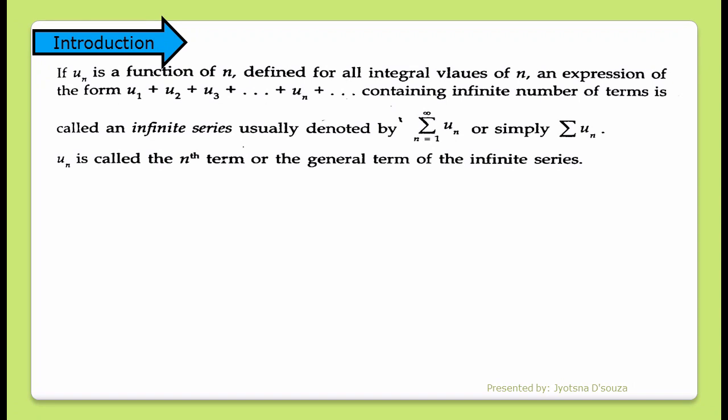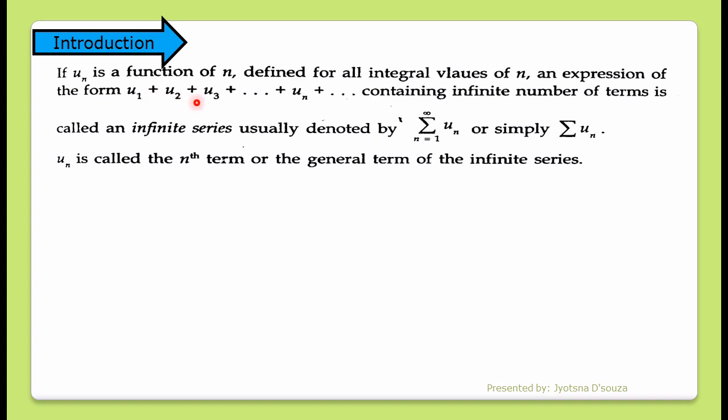If un is a function of n defined for all integral values of n, an expression of the form u1 plus u2 plus u3 etc. plus un plus etc. containing infinite number of terms is called the infinite series. So here u1 represents the first term of the series, u2 represents the second term, u3 represents the third term of the series. Likewise, un represents the nth term of the series.